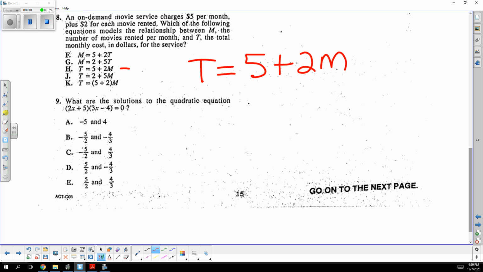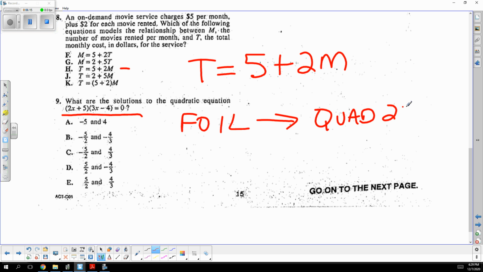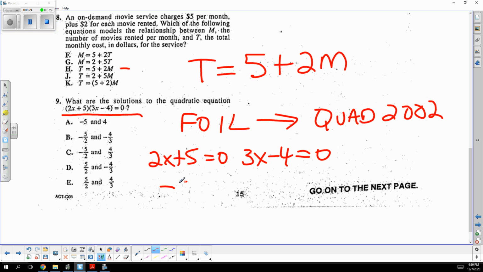Quadratic equation, the answer is the opposite. You could FOIL this with 2, 5, 3, and -4, and then put it into quad solver. That would be fine. Or you could set the factors to 0 and solve. So it's -5/2 and positive 4/3. Answer C.